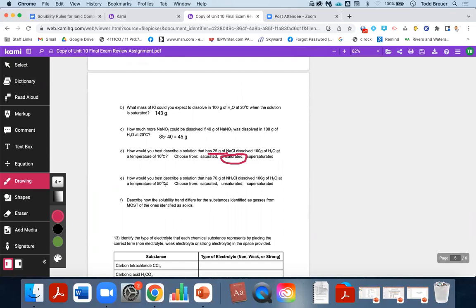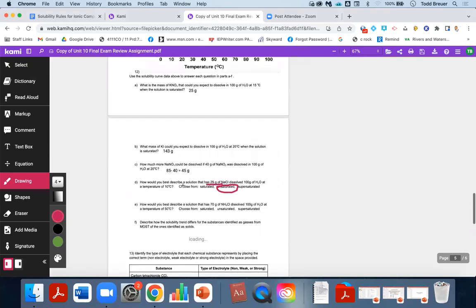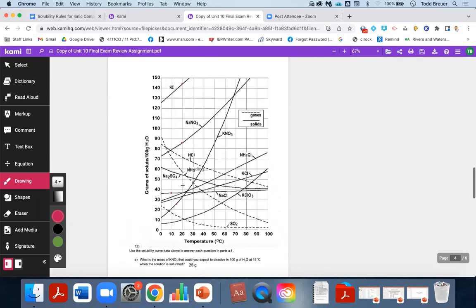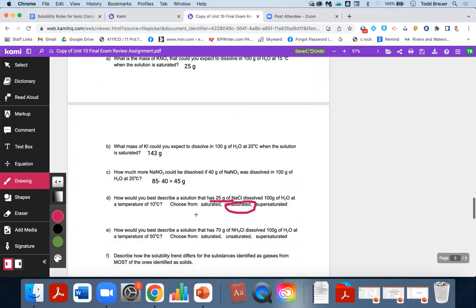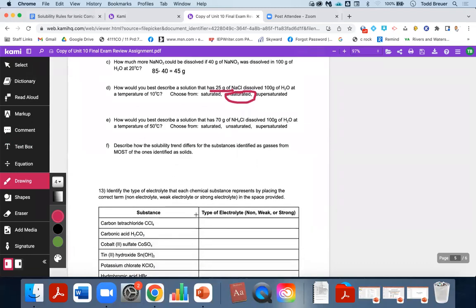50 degrees and the chemical is NH4Cl. So 50 and NH4Cl, 50 NH4Cl crosses right about here at 50 grams. So 50 grams is the saturated value for NH4Cl. Well, let's take a look.